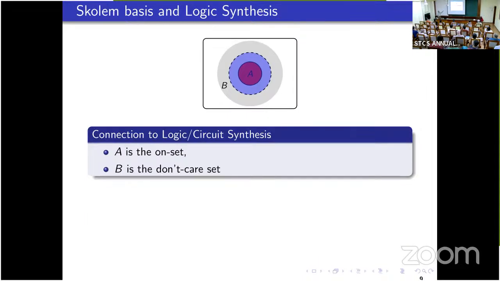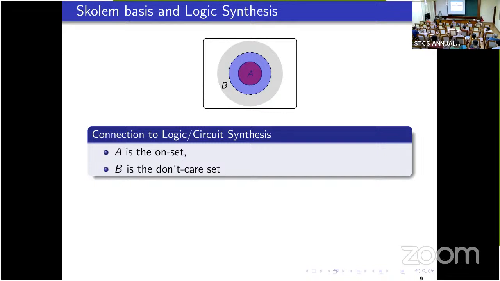This is actually a connection to 40 years of work on logic optimization, where we have things called onsets and don't care sets. Onsets are the set of assignments for which the function must evaluate to true, and don't care sets are the set of assignments where I don't care what the value is. And that annular region is exactly that don't care set. If I get the A and B like that, the center part and the annular region, I can just feed it as is to a logic optimization algorithm and say, please optimize. Here's my onset, here's my don't care set. Otherwise, I have to do B minus A.